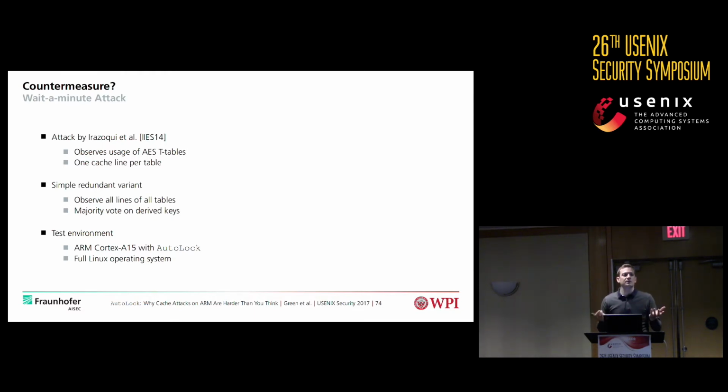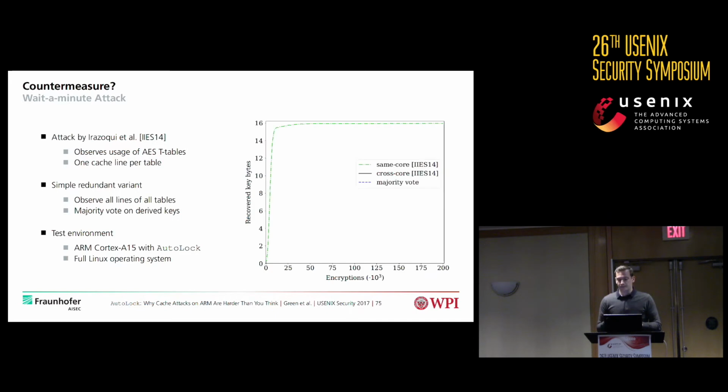So what we did is build a very simple redundant version of it by observing all the lines, doing the attack with the observation on all the lines, and for all the keys that we get out, we do a simple majority vote on the key bytes that come out. We implemented it on a test environment featuring an ARM Cortex-A15 that implements AutoLock, and also some operating system, of course, because we want to have this background activity, right? So these are the results.